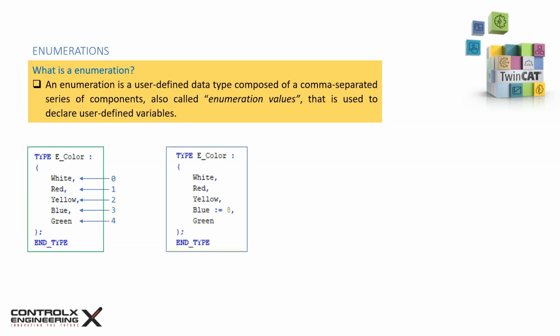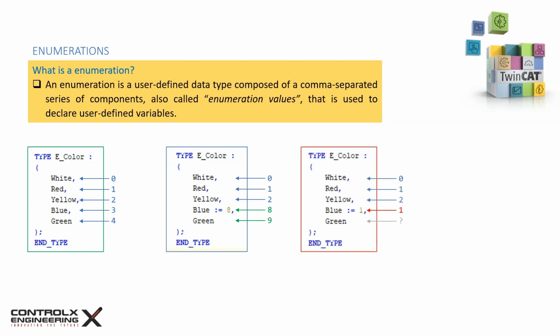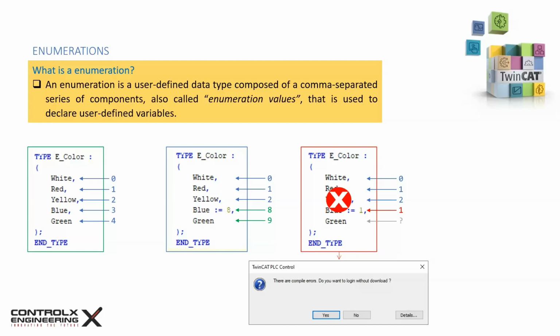In this next declaration, the first 3 components receive the standard initialization value starting with 0 for the first one, and the initialization value of the fourth component is explicitly defined differently. In this case, blue equals 8. The following components then receive standard initialization values as shown. Repeating a value is not allowed, as in this example, blue is explicitly assigned integer value 1, which was already implicitly assigned to red. This will lead to compile errors and should be avoided.